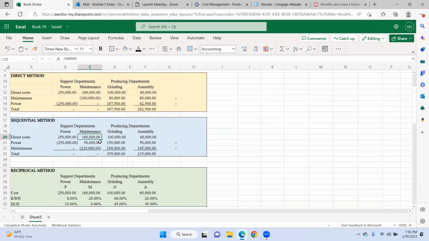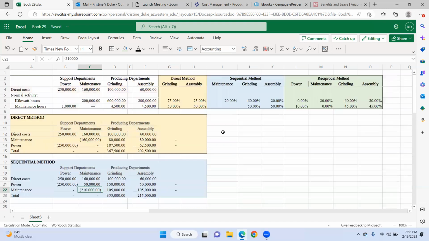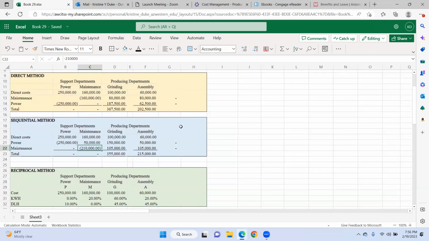Now, I've got 160 plus the 50,000, so obviously that's 210,000. So we're going to take that out and allocate it back over to these departments. And you can see they were both 50-50 over here. So yay! Again, it's not that hard. The sequential is pretty easy. It's just you add one more column in your calculations.